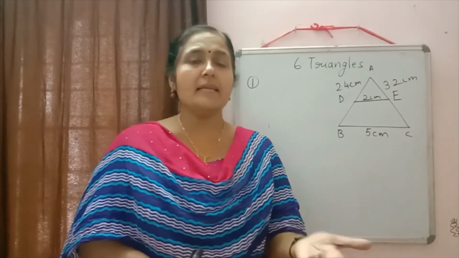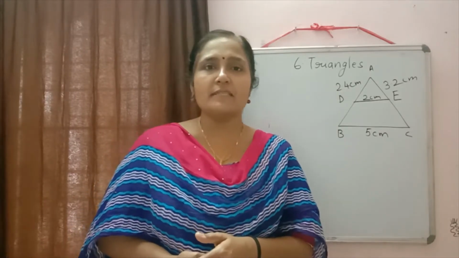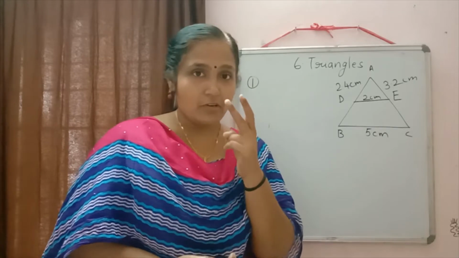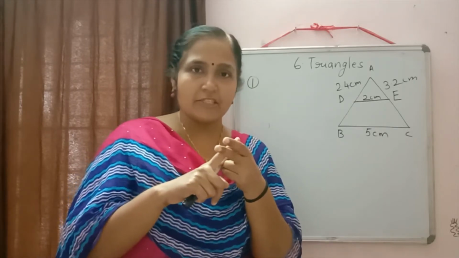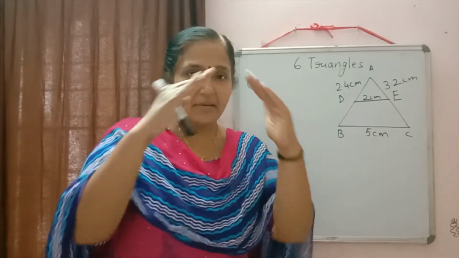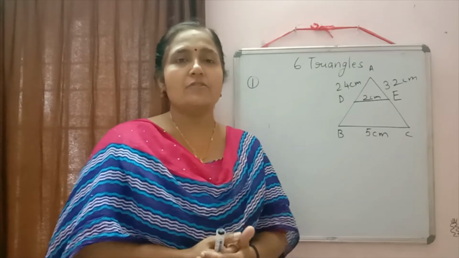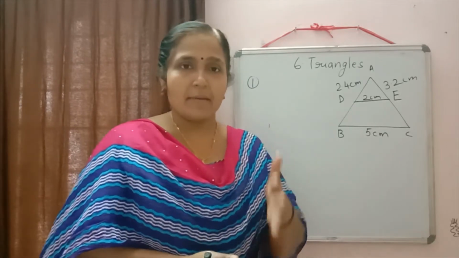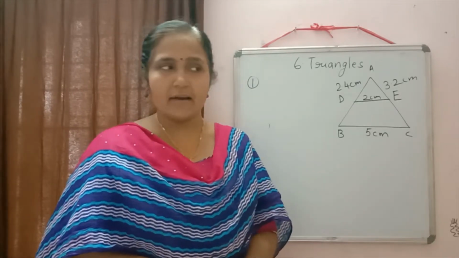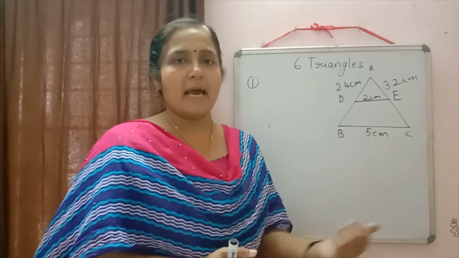And then we studied SAS criteria. In SAS criteria, what we studied? Corresponding two sides should be in the same ratio and the angle between these sides should be equal. Then we will say the two triangles are similar by SAS criteria. So today also we'll discuss some more questions related to similarity criteria.